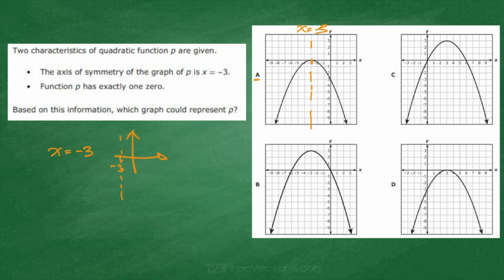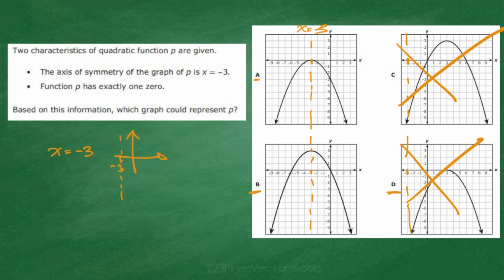Here it would work because it cuts exactly in half. So what about here? This does not work. What about in B? If I go to x equals -3, this one would work as well. And at D, if I go to x equals -3, this doesn't work either.